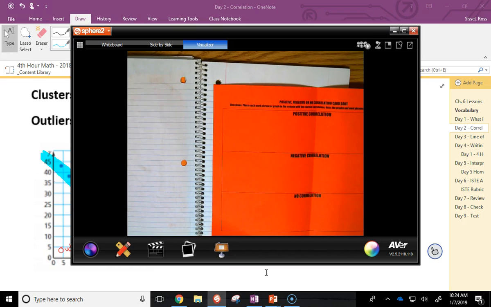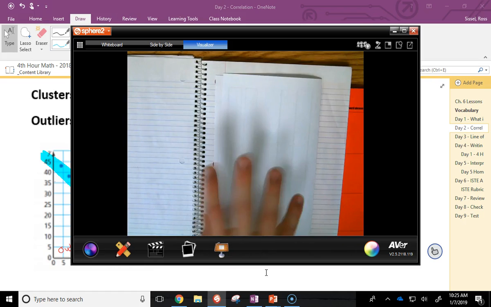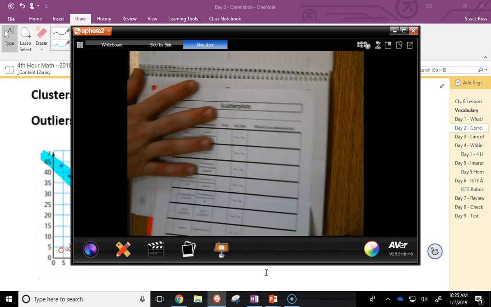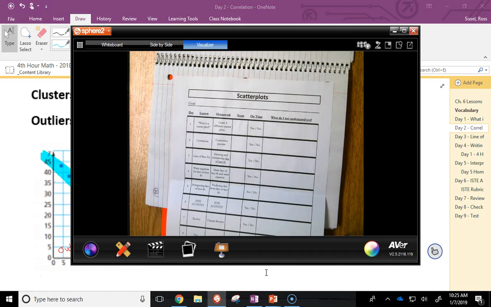Real quick, while I'm handing this out, gentlemen, I need you to turn back to this. This was the very first sheet that we put in, and your scatter plot. Go ahead and you can tell me, did you turn it in on time? Yes or no? And what did you have struggles with?